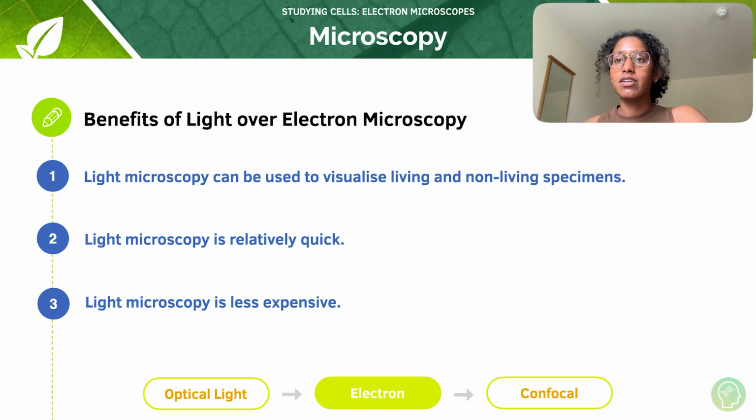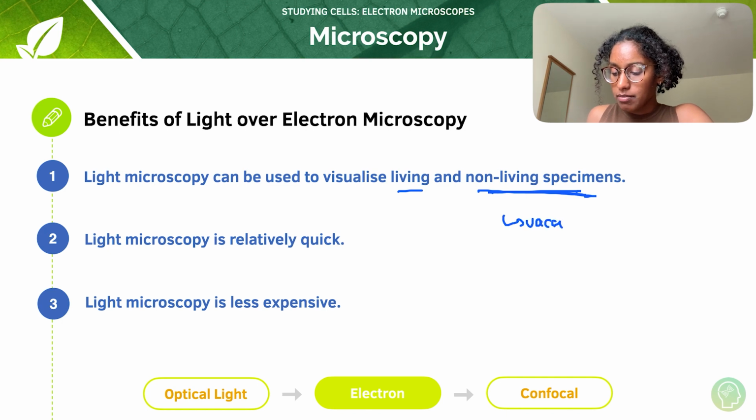Now, the benefits of light over electron microscopy are as follows. So number one, light microscopy can be used to visualize living and non-living specimens. Whereas remember we talked about how our vacuum means that we can't view living specimens. Light microscopy is relatively quick, whereas electron microscopy is a more lengthy process. And electron microscopy is much more expensive to run than light microscopy.